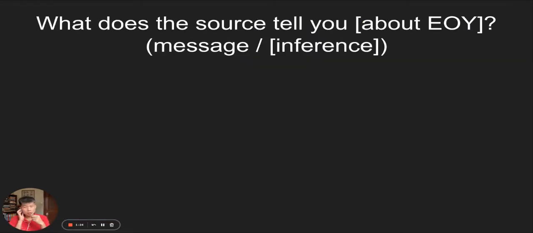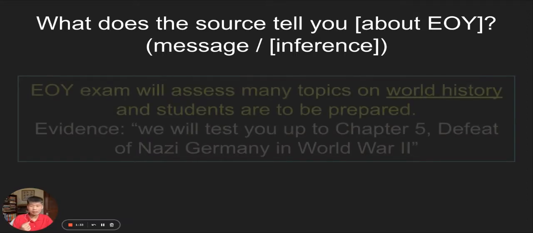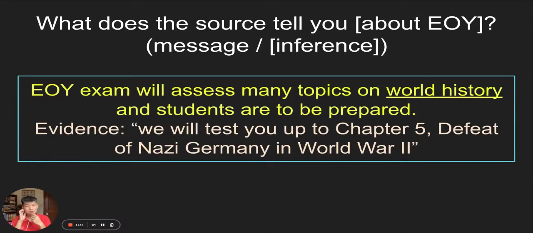Suppose you have done this, you have written it on a post-it, and you have found the message of the source. And you have crafted a message that says, well, source A's message is that the end of year exam will assess many topics on world history and students are to be prepared. Suppose the evidence you have quoted is, we will test you up to chapter 5, defeat of Nazi Germany in World War II. That would be a message of the source.